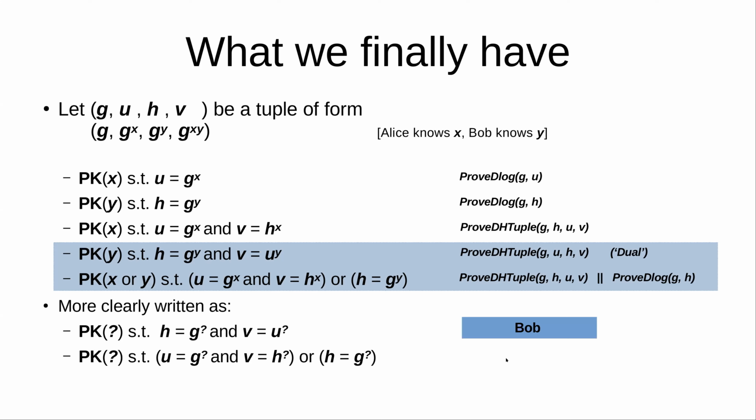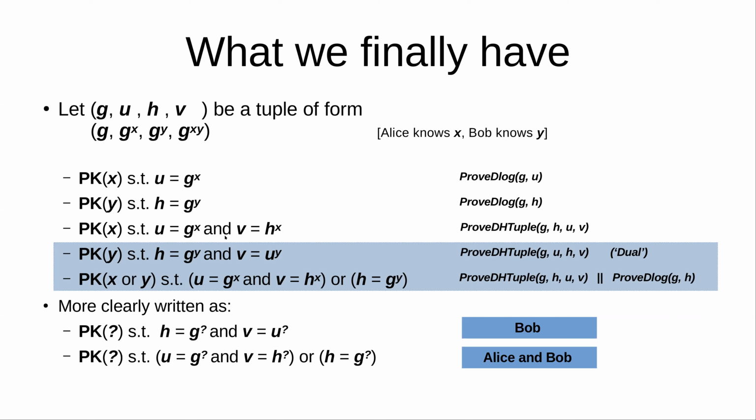And if you look at it, this can be proved by Bob. This is basically a copy of this; I've just replaced Y by a question mark here. So this can be proved by Bob because he knows Y. And this can be proved by Alice and Bob both, depending on which side we are proving. So Alice can prove this side, and Bob can prove this side, because this is this part.